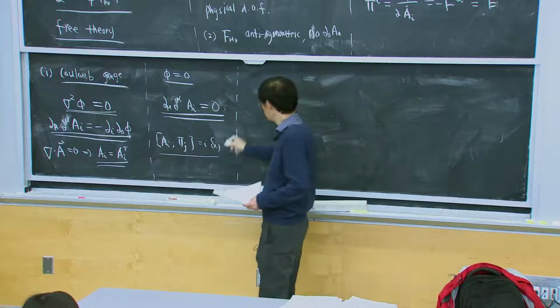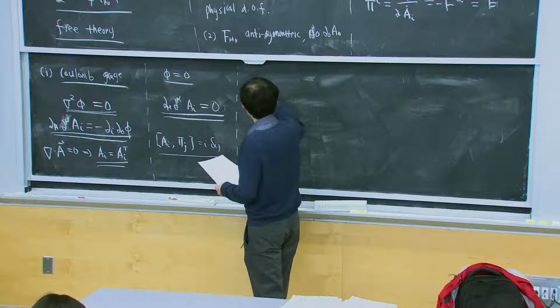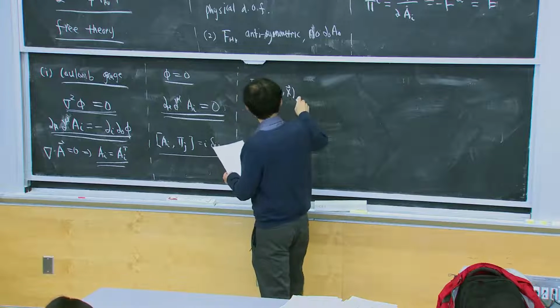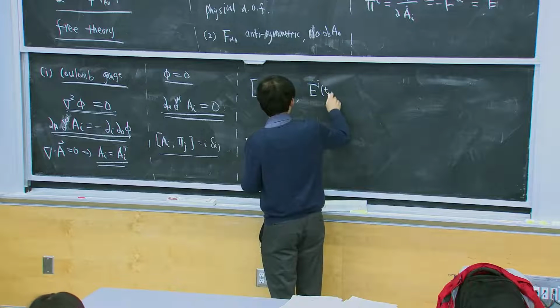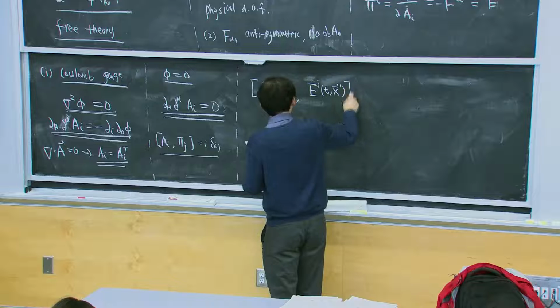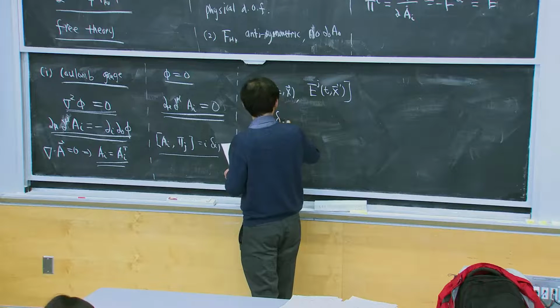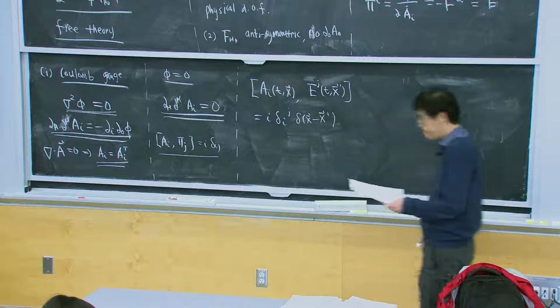So this equation in the current context, if I write it carefully, is [A_i(t, x), pi_j(t, x')], and this should be equal to i delta_ij delta(x minus x').